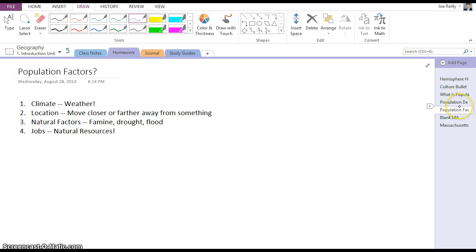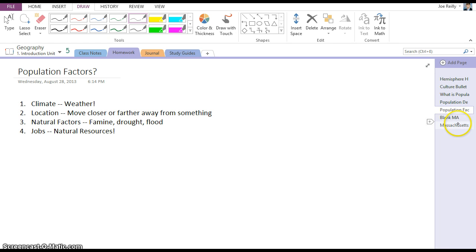So, what in the world causes people to move to country 4 instead of country 1? Well, there are a lot of factors, okay? A couple of them are climate, maybe the weather's nicer, location, maybe you want to move closer or farther away from something. Natural factors, famine, drought, flood, or maybe jobs, natural resources.